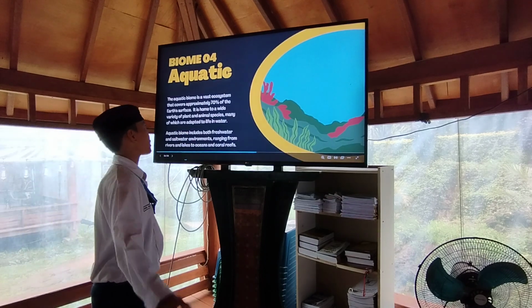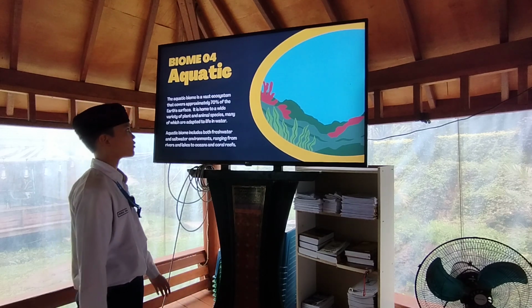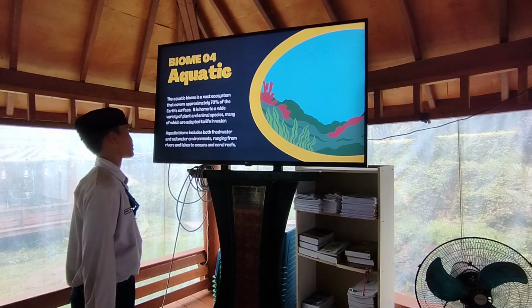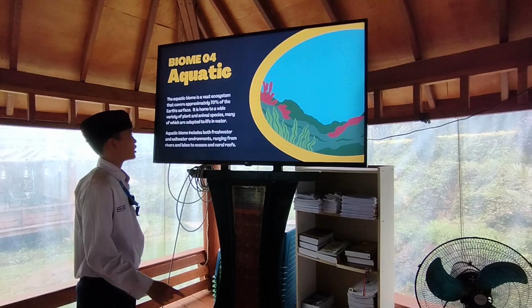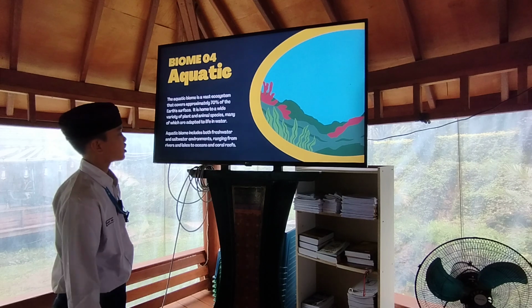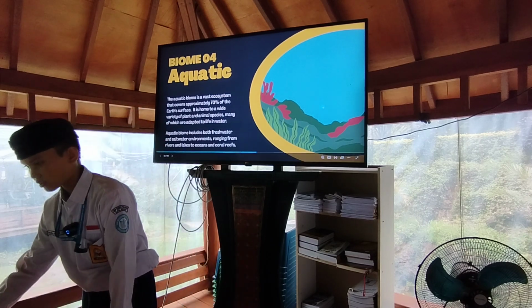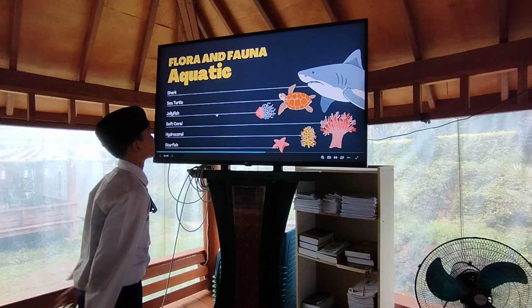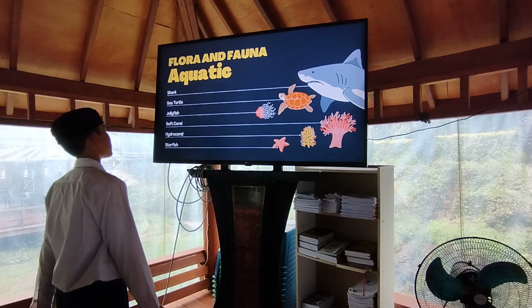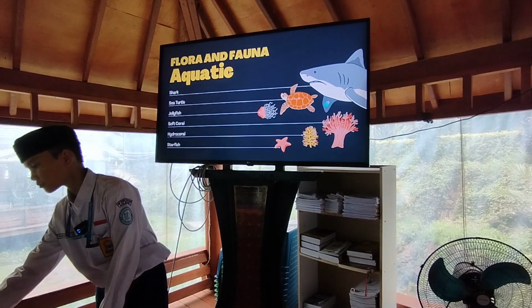The next one, aquatic. The aquatic biome is a vast ecosystem that covers approximately 70% of the Earth's surface. It is home to a wide variety of plant and animal species, many of which are adapted to live in the water. The aquatic biome includes both freshwater and saltwater environments, ranging from rivers and lakes to oceans and coral reefs. The flora and fauna of the aquatic: there is a shark, sea turtle, jellyfish, soft coral, hydro coral, and starfish. This is just one of the examples that I show you.